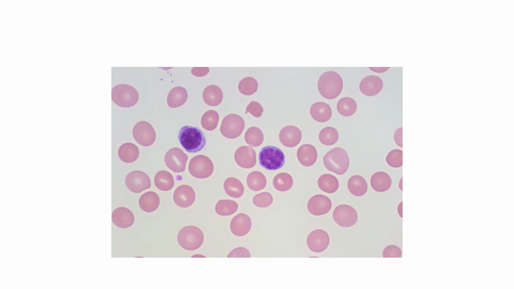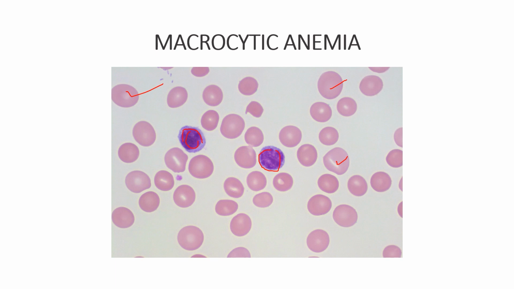Now moving on to macrocytic anemia. So we can see in the slide once again, there are small lymphocytes and there is the nucleus of the small lymphocyte. Now see this cell for example. Do you think the size of these cells are bigger than the nucleus of the small lymphocyte? Even this cell for example, they feel bigger than the nucleus of these small lymphocytes. So the answer is macrocytic anemia, wherein the cells are macrocytes and their size is bigger than the nucleus of the small lymphocyte.